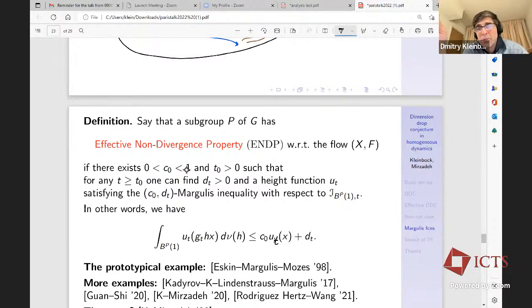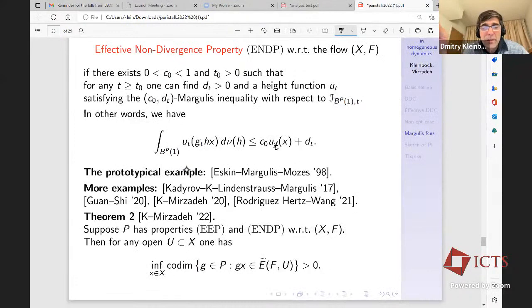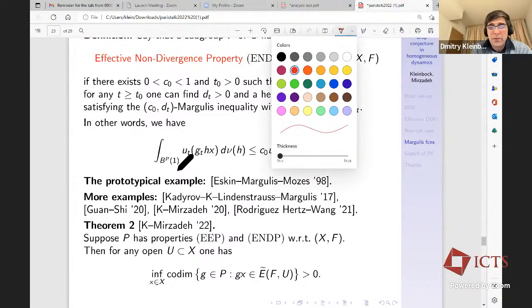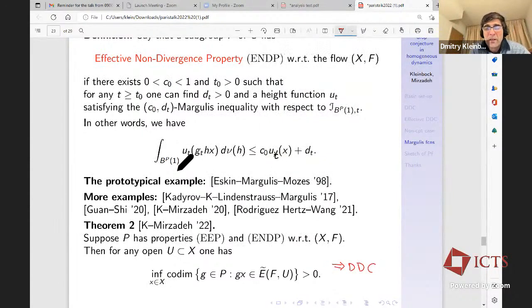Okay, we can talk about specific situations, but the point is that you can treat it as an axiom, and then you are lucky to have the final result. So the theorem now can be stated in a very concise way. Suppose this P has these two properties, effective equidistribution and effective non-divergence with respect to the flow, then the dimension drop conjecture is okay. Okay, so in other words, you have the dimension drop conjecture, in fact, along leaves of P. So the dimension drops at every leaf. Okay, and here I stated it in an ineffective way. You can effectivize it a little bit.